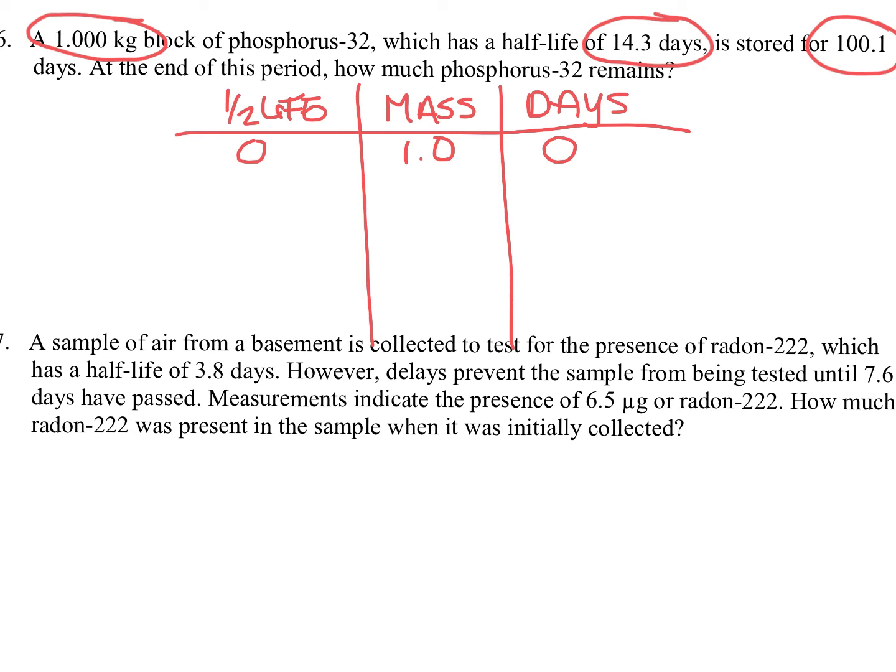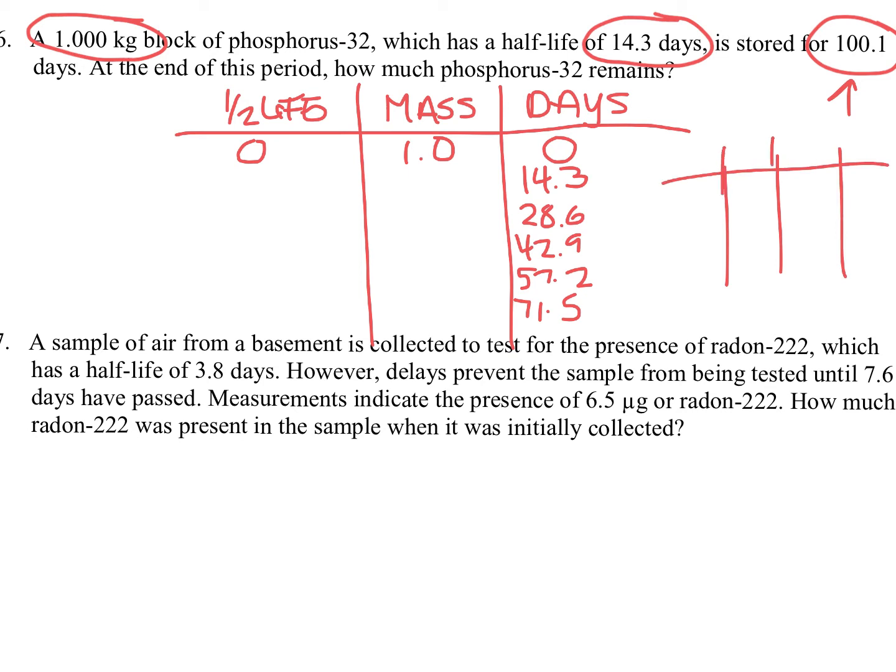All right, every 14.3 days, we go through a half-life, and we have to have it sit for 100.1 days. So let's just go ahead and knock those days out. If I keep adding 14.3 days, again and again, another 14.3 is 28.6, another 14.3 is 42.9, another 14.3 days is 57.2, another 14.3 days is 71.5. Whoop, I'm running out of room, so I'll do my side chart over here to continue it.